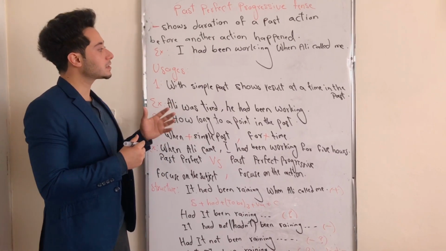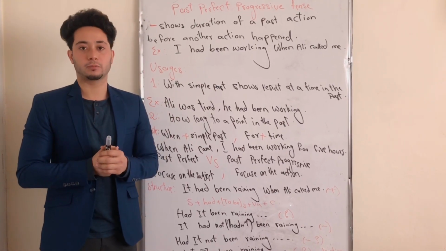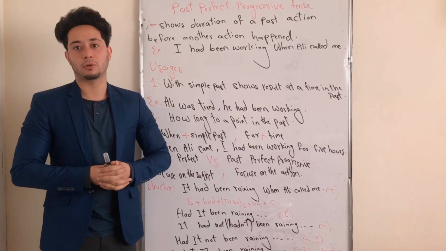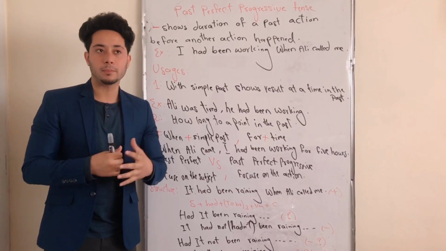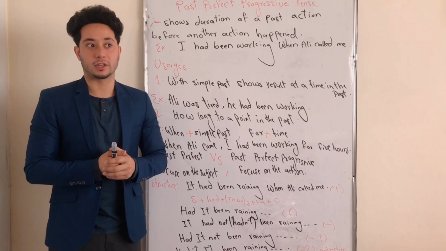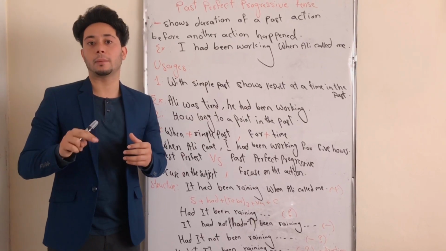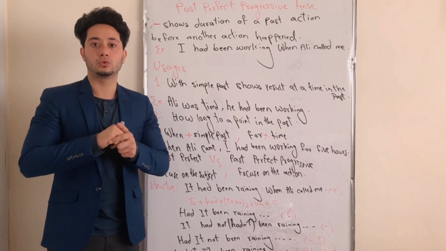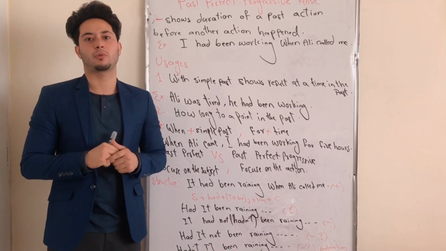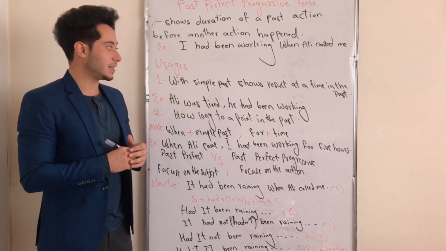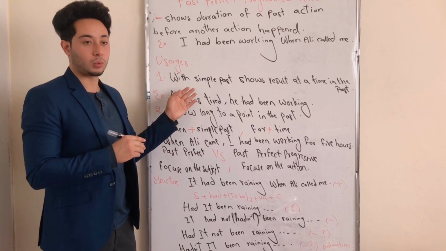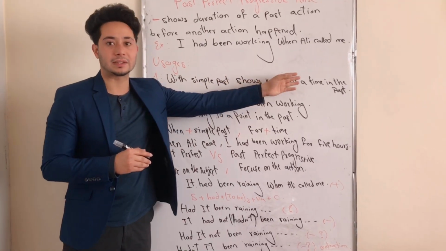Okay, now let's talk about the usage of past perfect progressive tense. Where can we use past perfect progressive tense? There are many places that we can use past perfect progressive tense, but we are going to talk about two of them, the two most common and most important usages. The first usage says that we use past perfect progressive tense with simple past tense to show a result at a time in the past.